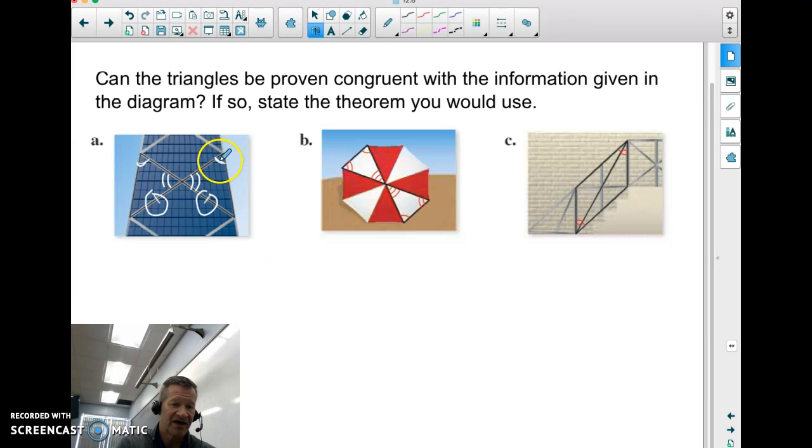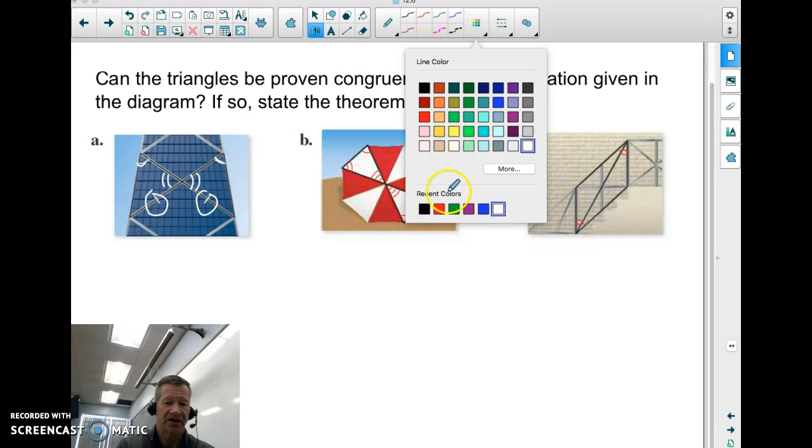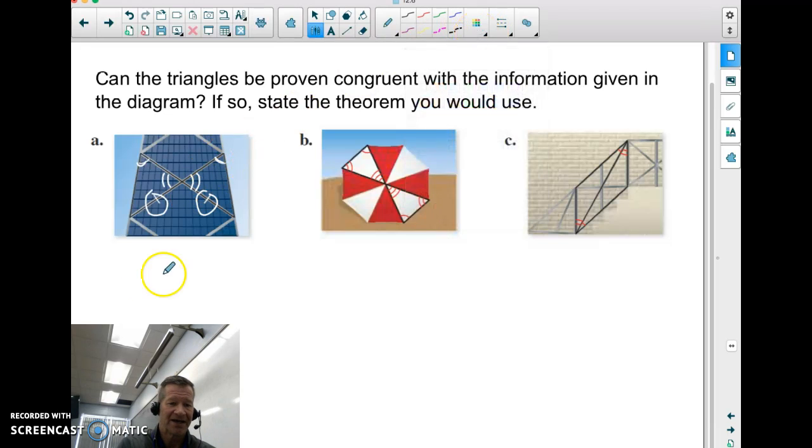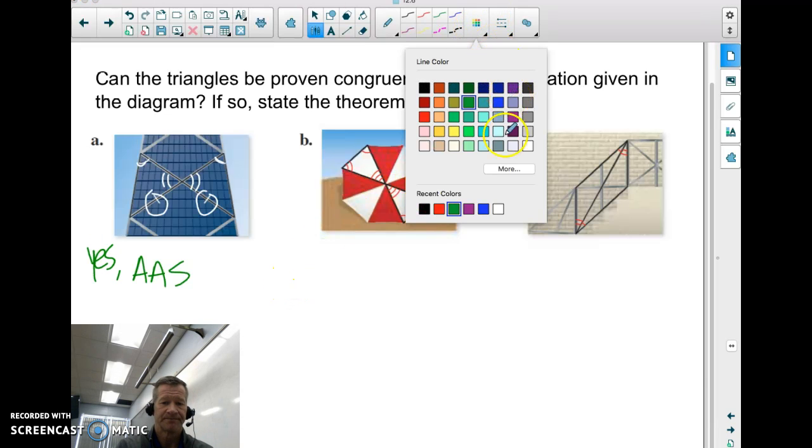So now I've got an angle and a side. Since the side is not the one between the two angles, we say that these two triangles are congruent by angle angle side. So the answer here is yes, these are definitely congruent by angle angle side. Let's look at the next one.